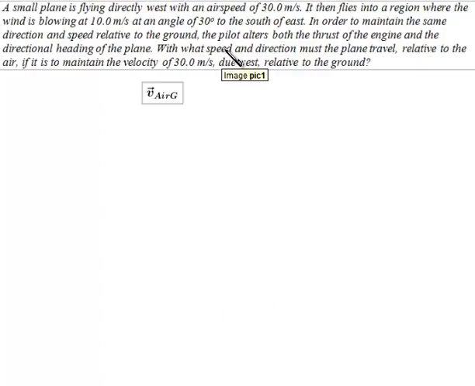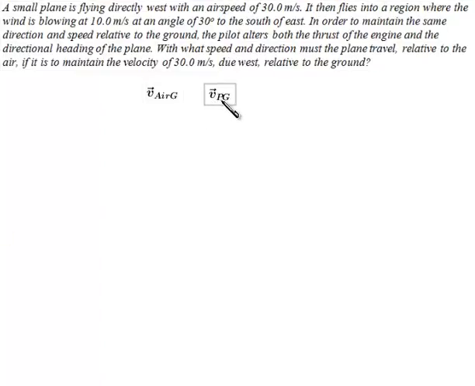So we also know that when the pilot enters the region in which the wind is blowing, his velocity relative to the ground will continue to be 30 meters per second due west. So here's our notation for that velocity, the velocity of the plane relative to the ground. And of course what we were being asked for is then the new speed and directional heading of the plane relative to the air. So this is what we're being asked for.